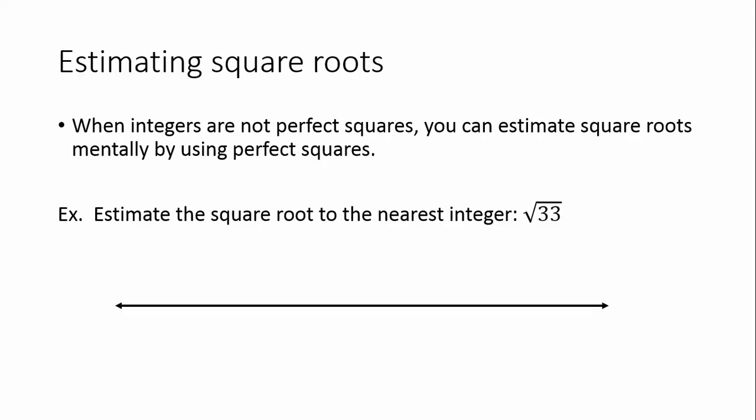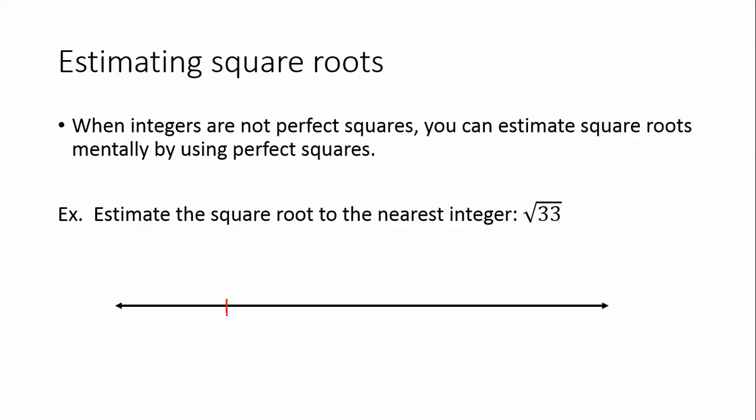33 is not a perfect square. There is no number that when you multiply it times itself will give you 33. But there are numbers that are close. So what we want to look at is, what's a perfect square that's less than 33? And what's the closest perfect square that's greater than 33? You can start thinking in your head 1 times 1, 2 times 2, 3 times 3, until you get close to 33.